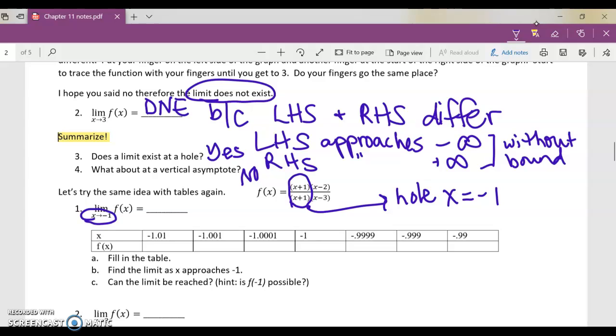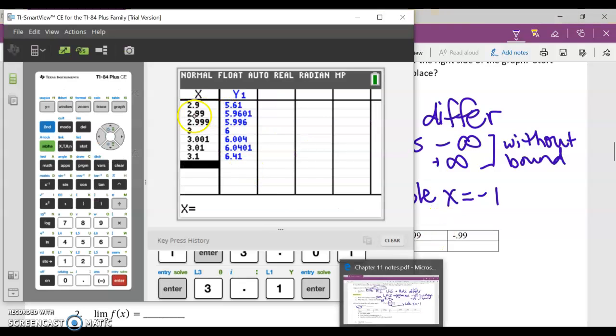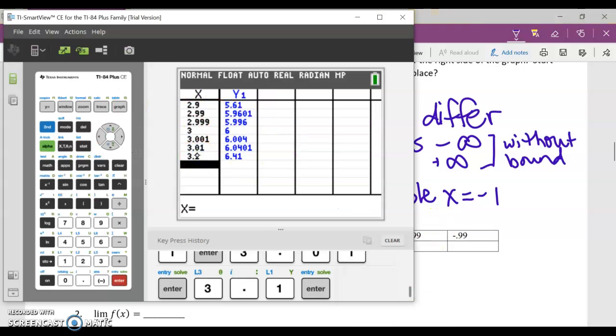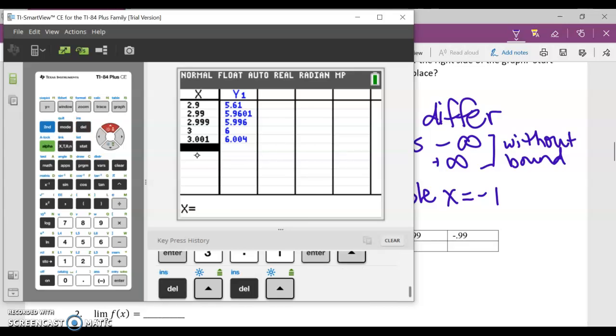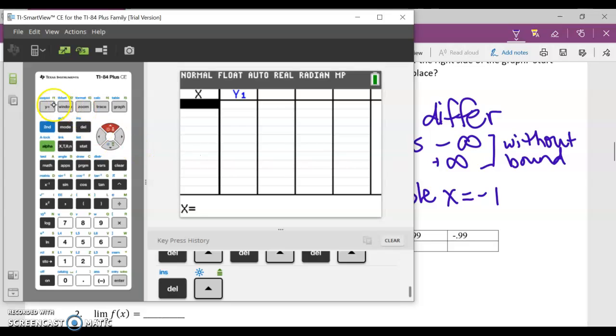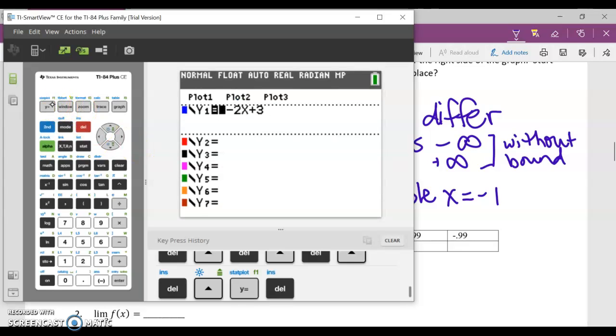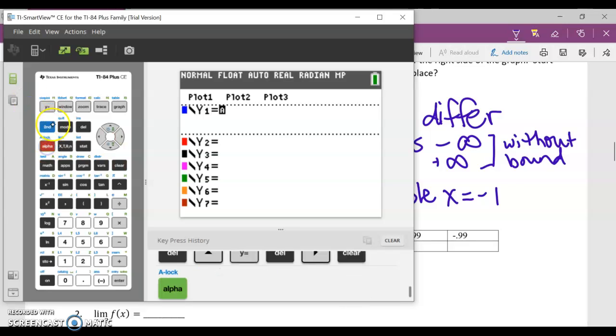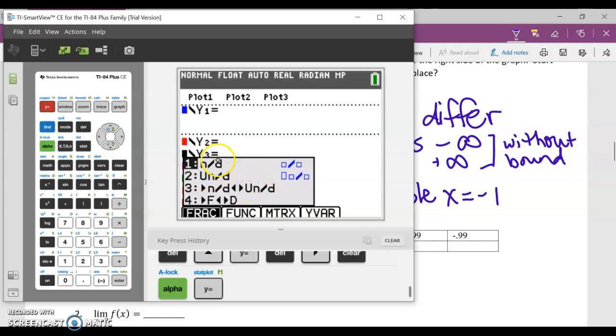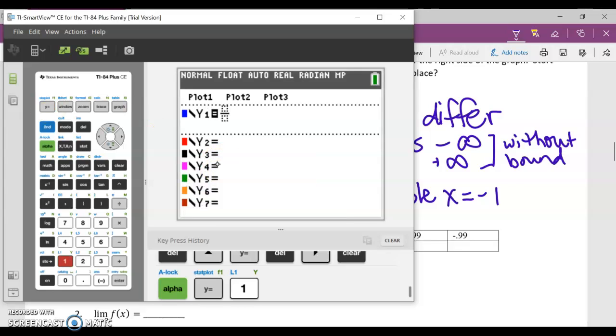So it says fill in the table. So I'm going to go to my graphing calculator here, and we're going to get ourselves set up. First of all, I want these other values that are in there to disappear. So I'm just going to delete those out so that I don't have unnecessary information in there. Then I need to realize that I have a new equation. So I need to get rid of my original equation. So I'm going to do that, alpha y equals, to get our numerator and denominator.